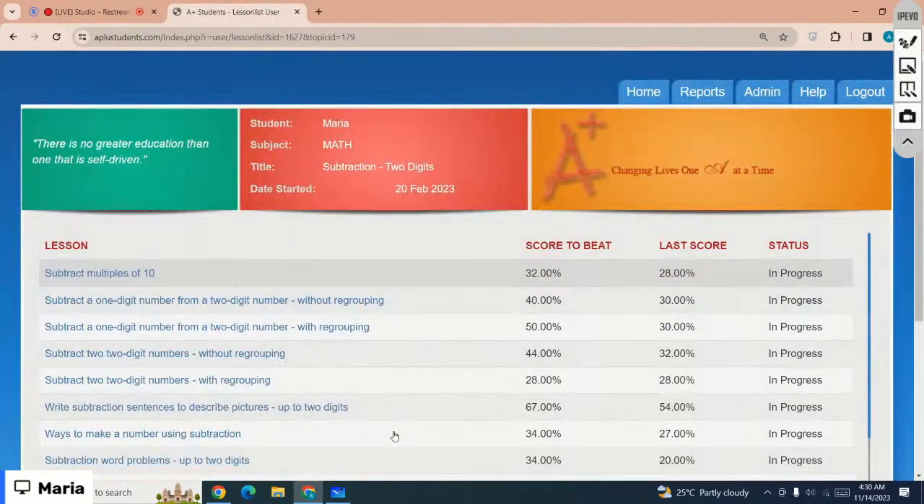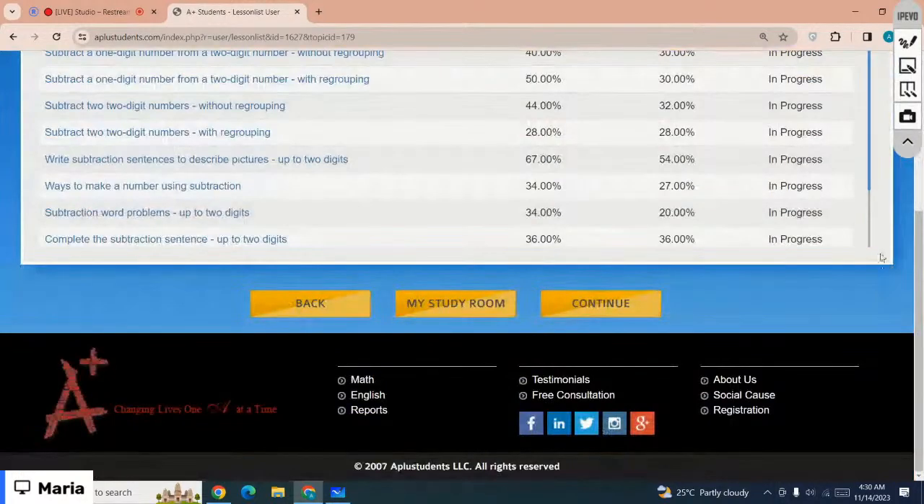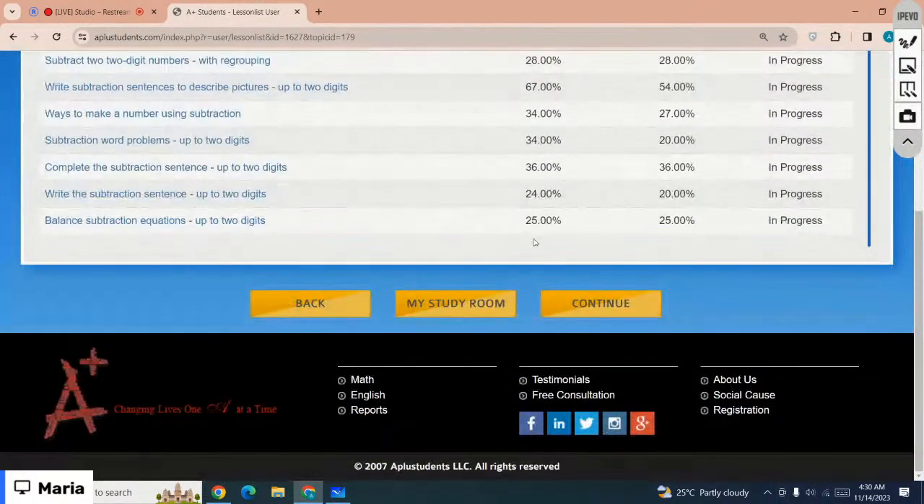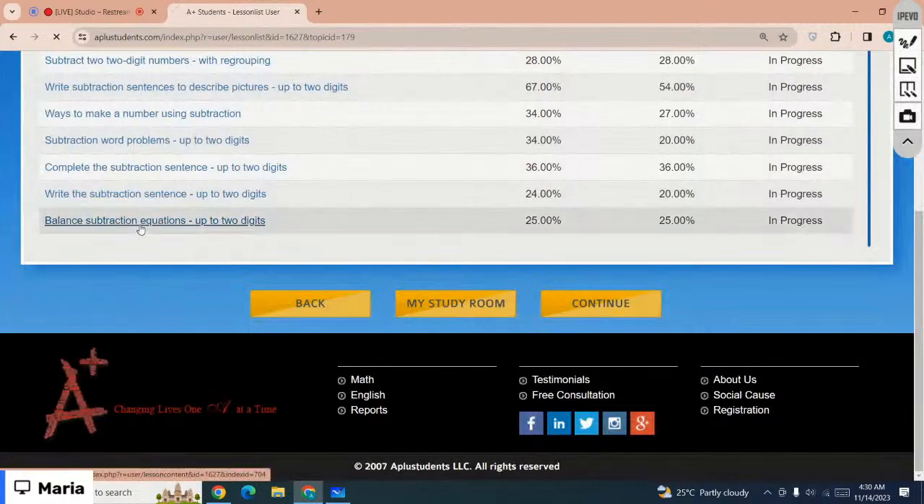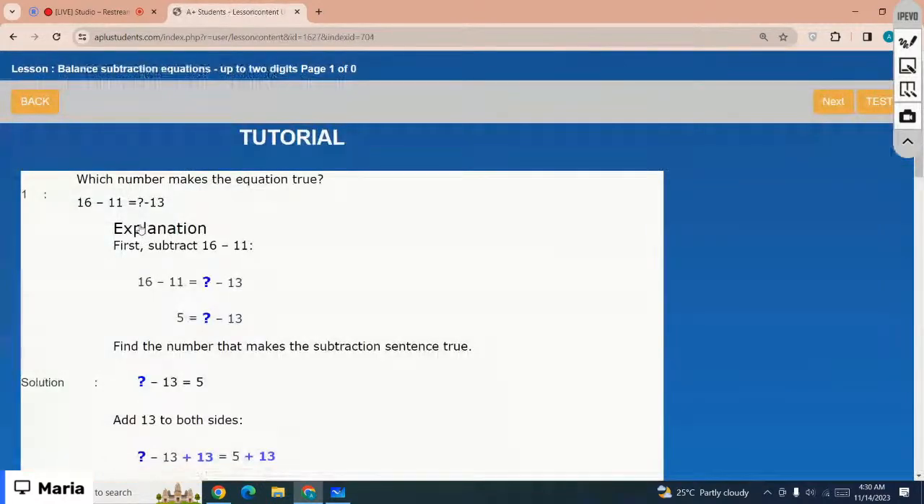And the next lesson is the last lesson of the chapter, that is balance subtraction equations up to two digits. So we already worked on balance equations. So how do we balance an equation? Balance equation means both sides of the equality must have the same answer, right?